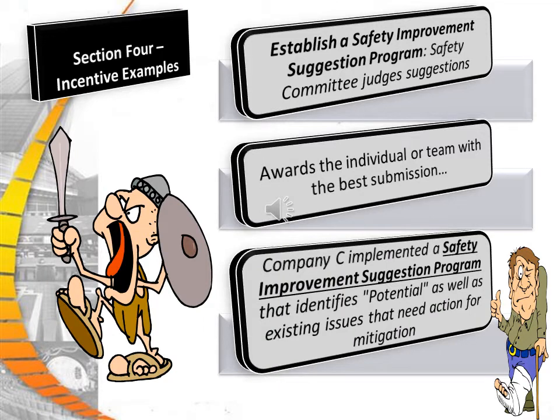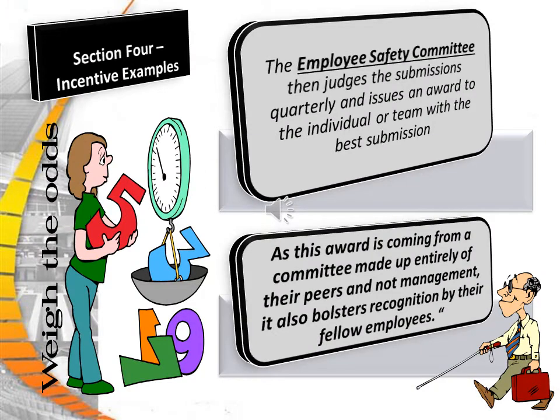Establish a safety improvement suggestion program. Safety committee judges suggestion awards the individual or team the best submission. Company C implemented a safety improvement suggestion program that identifies potential as well as existing issues that need action for mitigation. The Employee Safety Committee then judges the submissions quarterly and issues an award to the individual or team with the best submission. As this award is coming from a committee made entirely of their peers and not management, it bolsters recognition by their fellow employees.